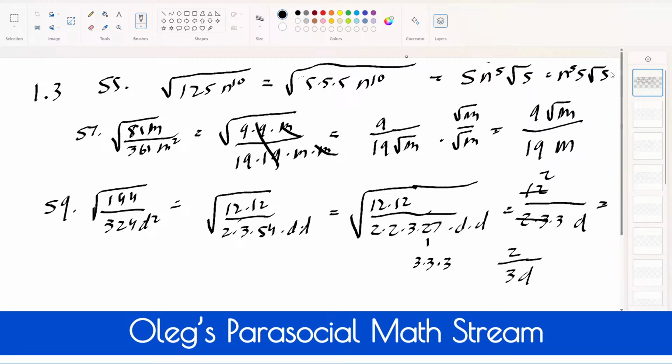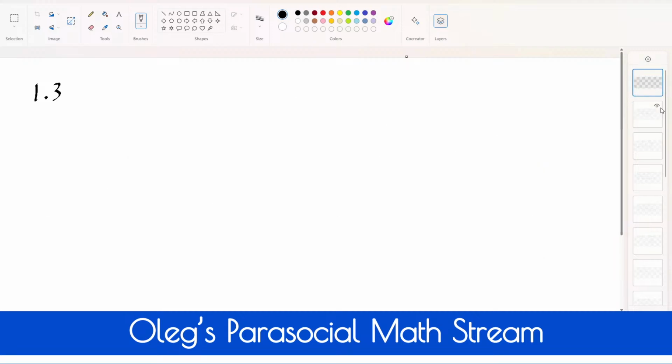All right, and got the 59. Let's do 61. 61. You have the fourth root of 162 x to the 6th power over 16 x to the 4th power. Okay, so to break even, we need to have 4s. But we can still pull some stuff out. We would just drop the number of the root. So this is x to the 4th power?